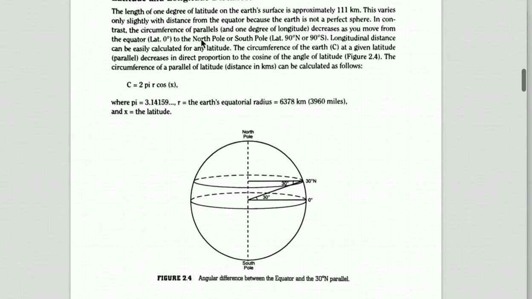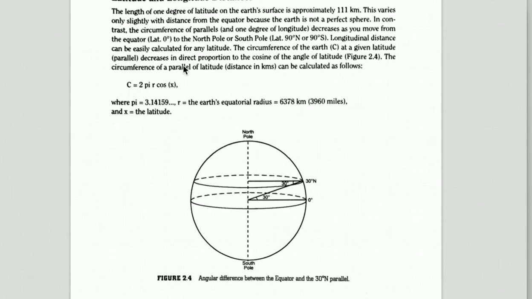Decreases as you move from the equator to the North Pole or South Pole. Longitudinal distance can easily be calculated for any latitude. The circumference of the Earth, C, at any given latitude parallel decreases in direct proportion to the cosine of the angle latitude. The circumference of a parallel of latitude can be calculated as follows.